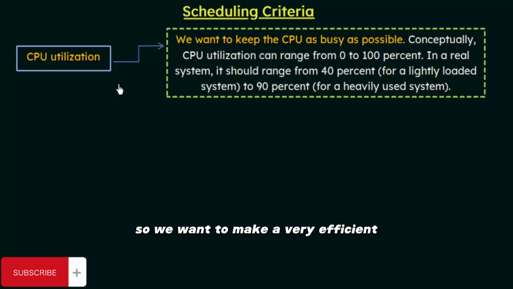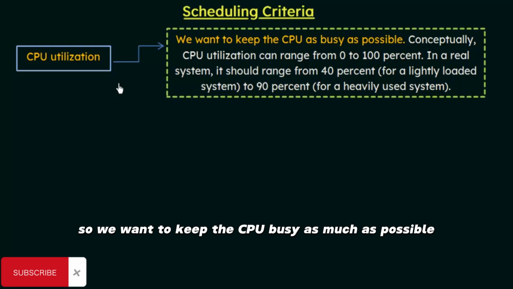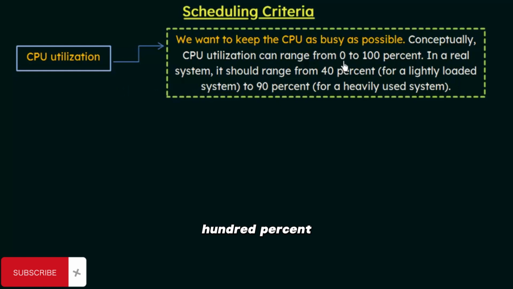We want to make a very efficient utilization of our CPU. We don't want our CPU to remain idle. We want to see that as much as possible the CPU is being utilized whenever it can be. So we want to keep the CPU busy as much as possible. CPU utilization conceptually can range from 0 to 100%.